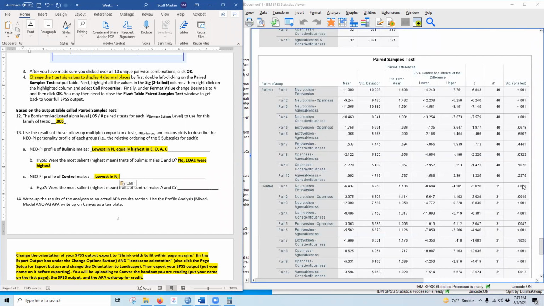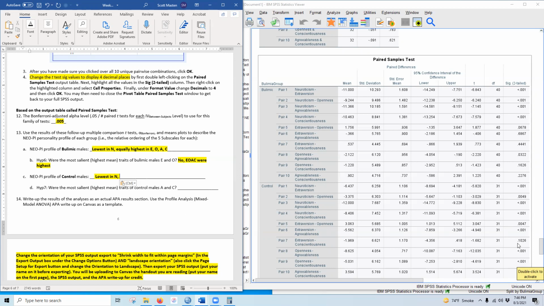Next, so lowest on N, E, O, A, C. All right, so where are we? We're at extroversion. So extroversion differed from openness, extroversion differed from agreeableness, extroversion did not differ from conscientiousness. All right, I think that's it.